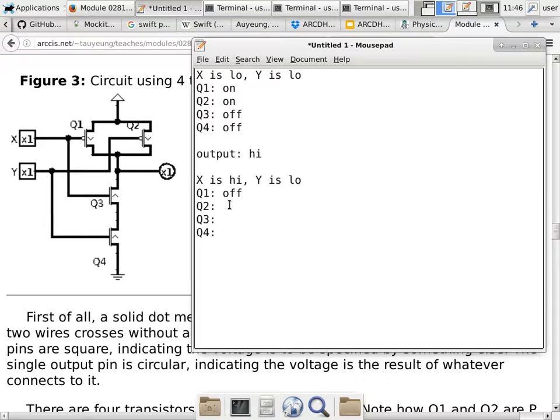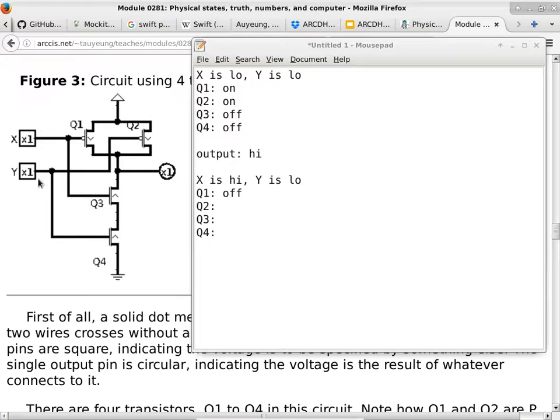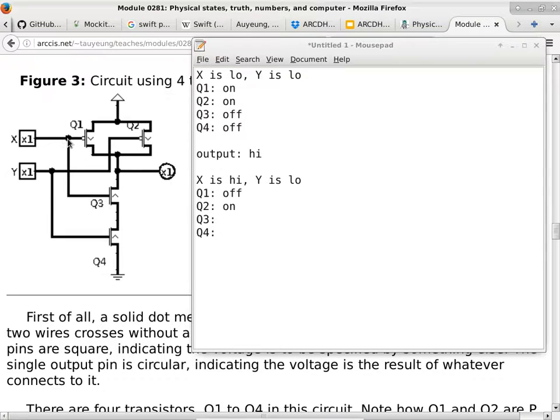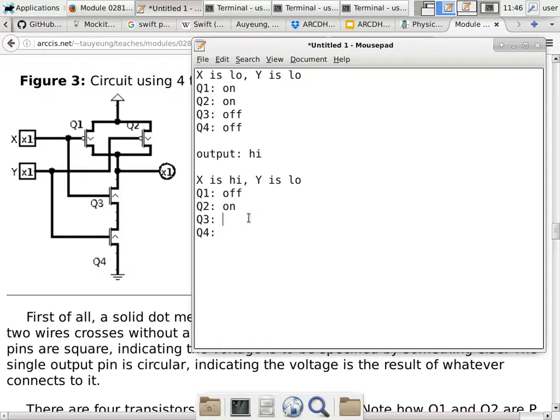All right. What about Q2? Q2 connects to Y. Y is low. There's a bubble here, which means it's on. Okay, very good. What about Q3? Q3 is on because there's no bubble here, and X has a high voltage. So high voltage at the gate turns it on, and then Q4 is off because it is an N transistor, and we have a low voltage because it connects to input Y. Are we doing okay so far with the analysis of the state of the transistors?